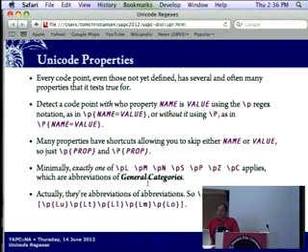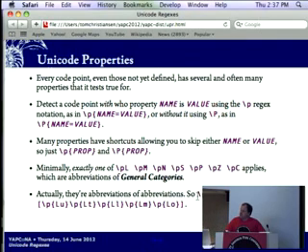The most commonly used ones probably are the general categories. Every code point belongs to exactly one general category. And this is a fixed set. There will never be new general categories. You could have a switch statement that said, if it's a letter, else if it's a mark, else if it's a number, etc. The one letter general categories do not need curly braces. Everybody else does.